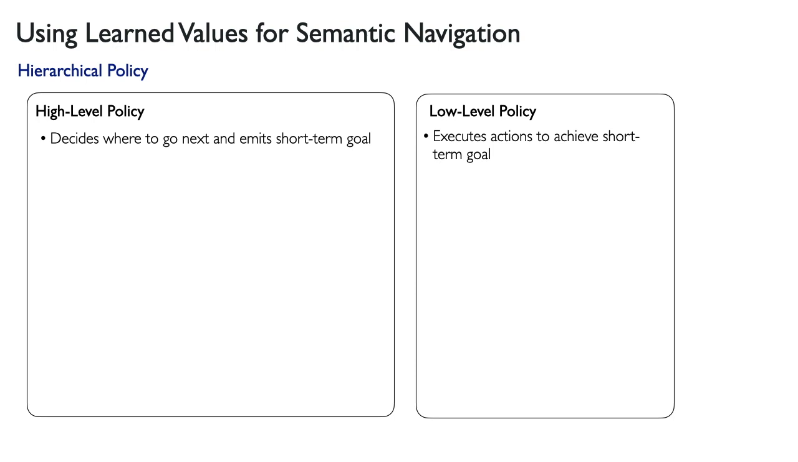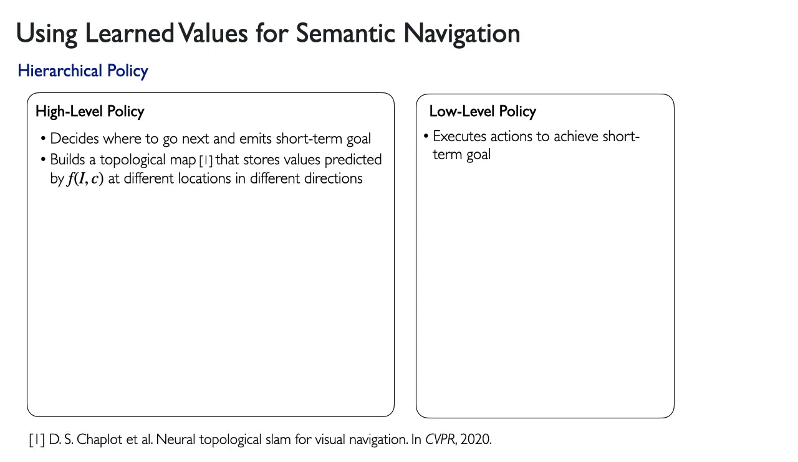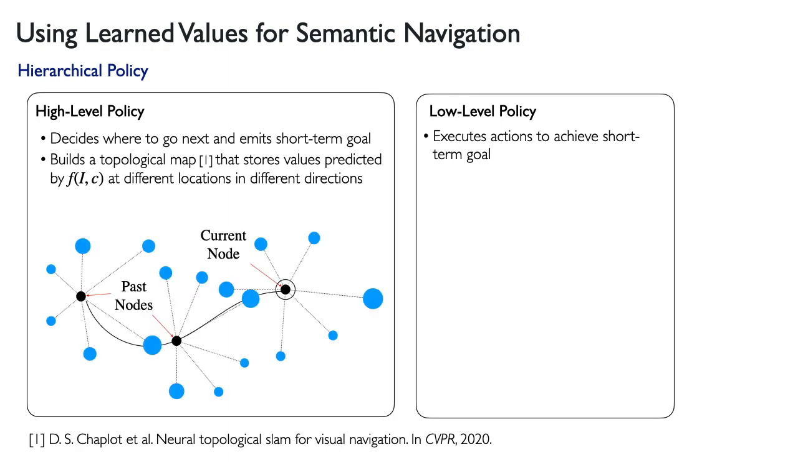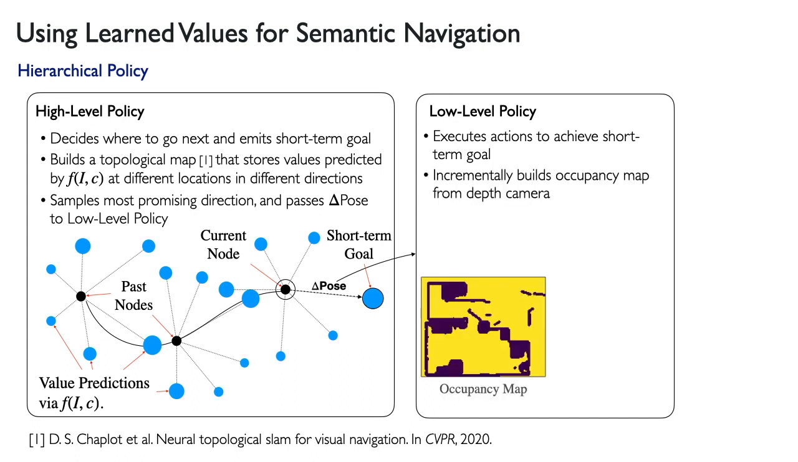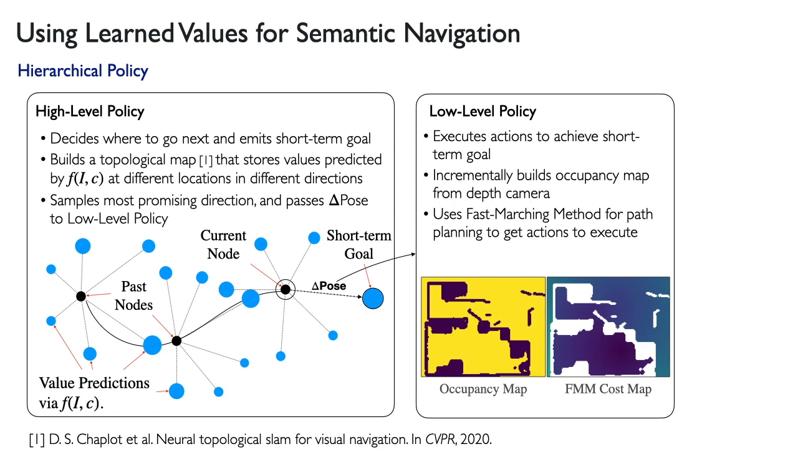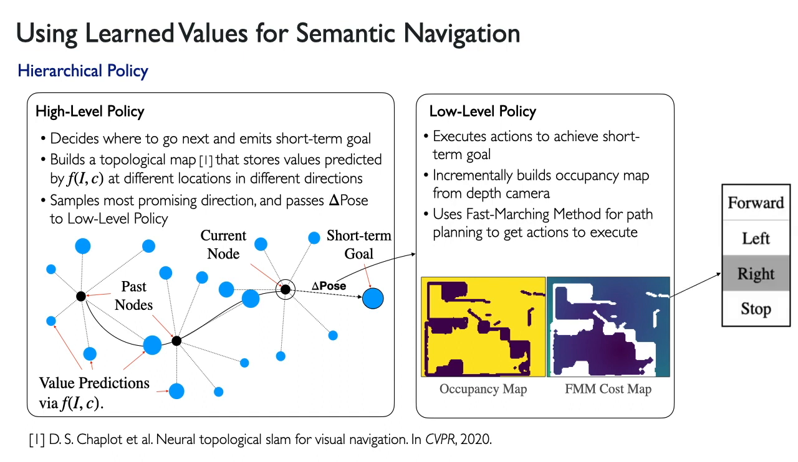The high-level policy builds a topological map and stores the values predicted by our value functions at different locations in different directions. It samples the most promising directions and passes a delta pose to the low-level policy. The low-level policy incrementally builds an occupancy map from a depth camera and uses the fast marching method for path planning to get actions to execute. After the low-level policy either succeeds or fails to reach the short-term goal, control is returned to the high-level policy.